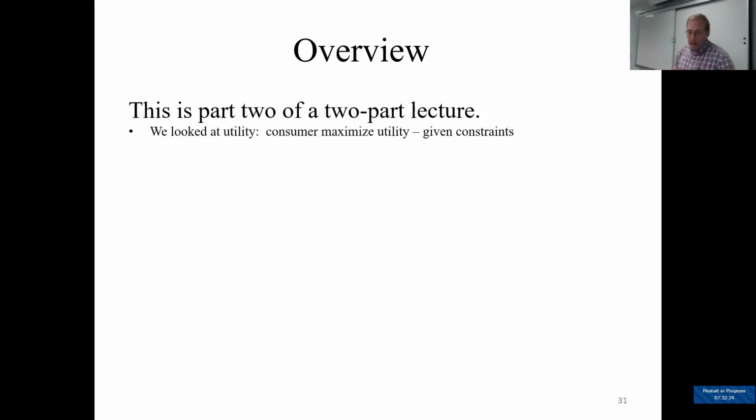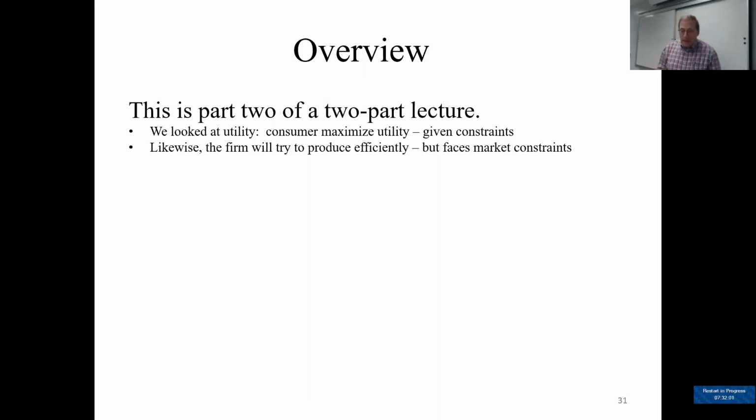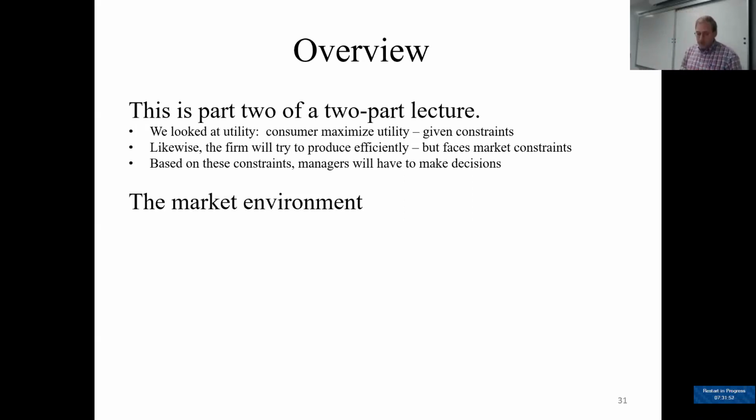So we looked at, I talked about this, utility given constraints. Likewise, the firm is going to try to be efficient internally, but that's not the entire story. You can be really, really good, as I'm going to say as an example later. I may be really good at producing typewriters, but I'm not going to make a lot of money because nobody's going to be interested in buying my typewriter. Likewise, the firm is going to have to figure out what kind of market it's in and make decisions according to those constraints. This is where the market environment comes in.